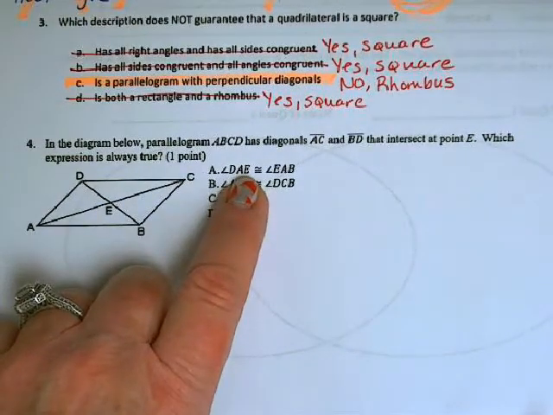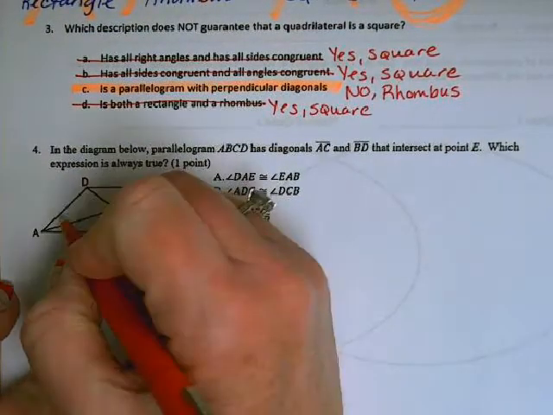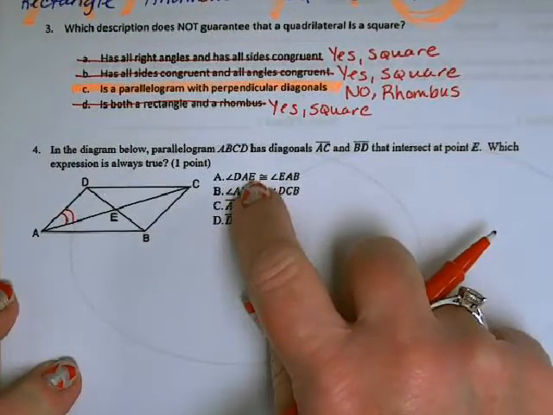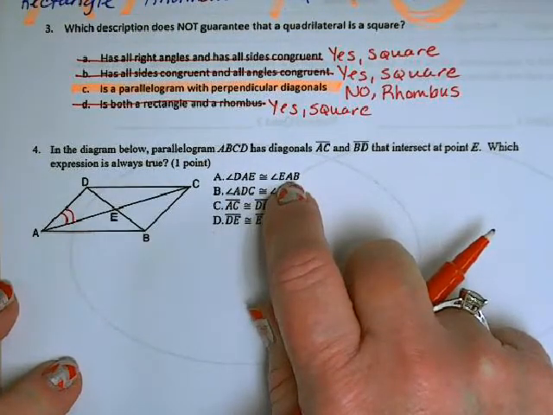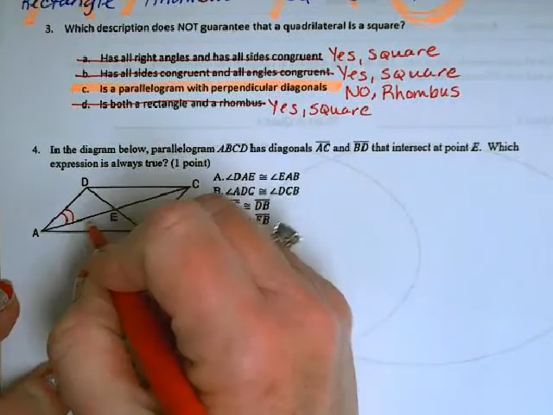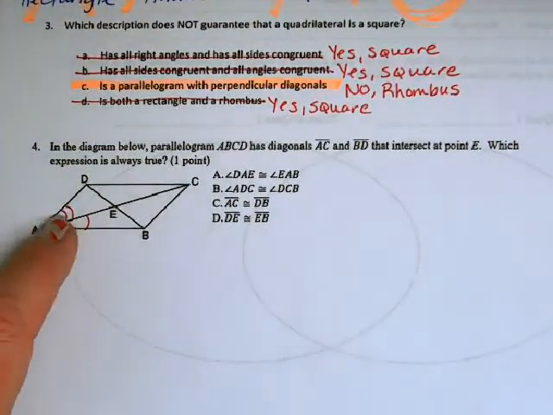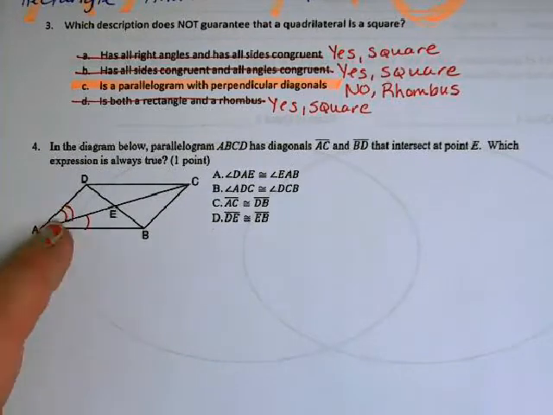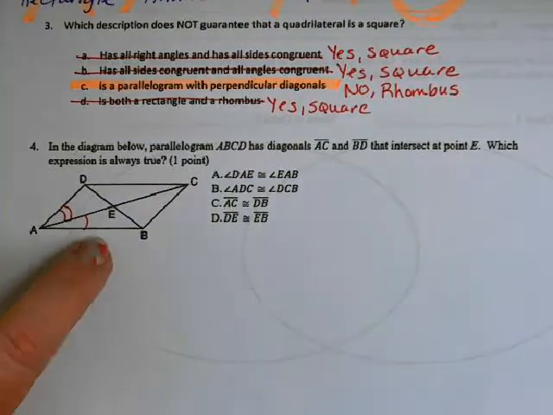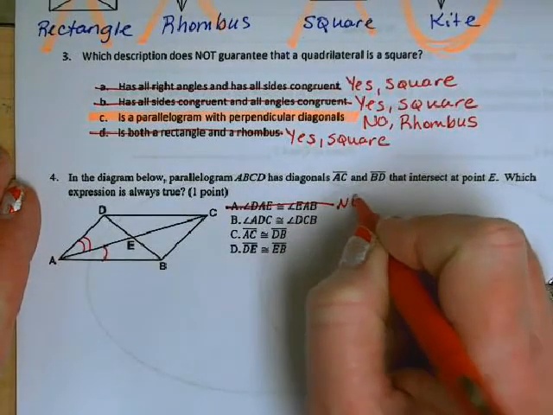So first of all, it says angle DAE, well, DAE would be this angle here. Is DAE going to always be congruent to angle EAB? Well, this would be angle EAB. Is there anything that tells us those two angles will always be congruent? No, we didn't learn anything that says in a parallelogram those two angles are always congruent. So no, this is not always going to be true. Okay?